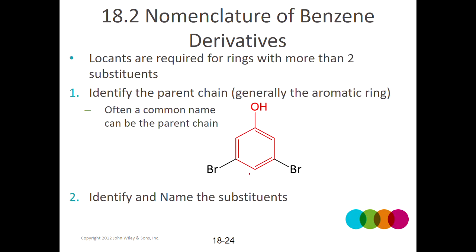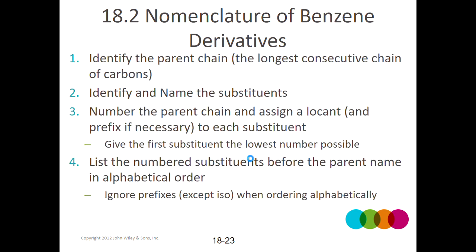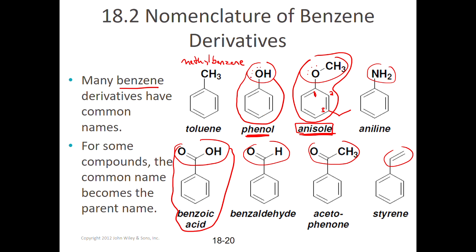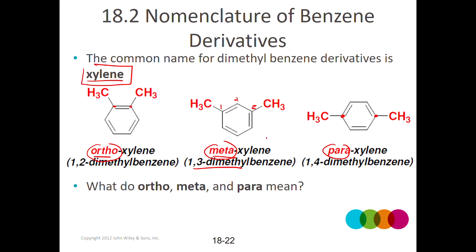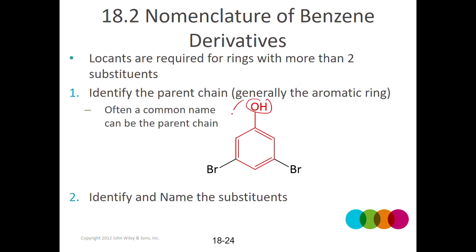You want to call the parent name whatever name corresponds to the benzene ring connected to that functional group. So over here, if we were going to name this one, we have an OH directly connected to the benzene ring. So I would look back here and say, okay, when OH is directly connected to the benzene ring, that's called phenol. So that means this in red is the parent, and it's called phenol.